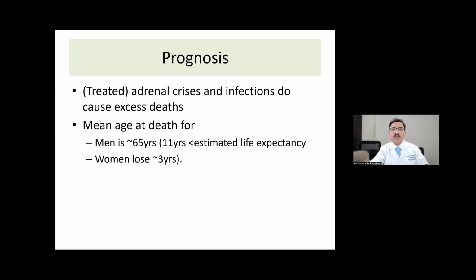With an 11 year decrease, women lose only 3 years. Always, women are powerful, so they lose fewer years. Even genetically, you are double X and he is single X. So who is powerful? You are powerful or he is powerful?